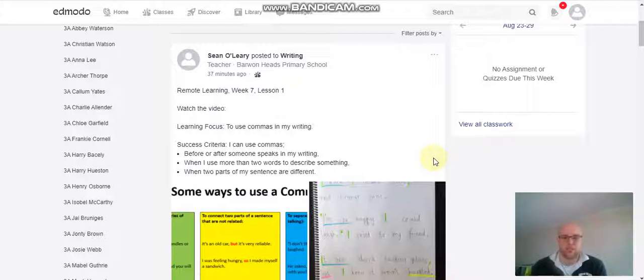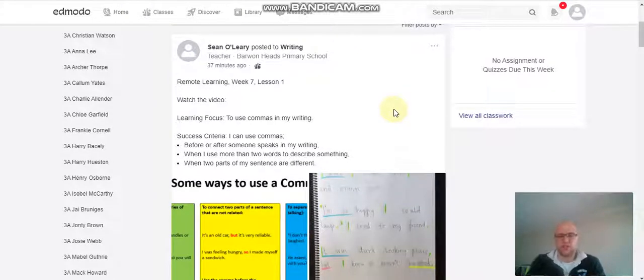So today we're going to shift our focus, and for the next couple of weeks we're going to shift our focus a little bit towards punctuation and the green P. And in particular, we're going to look at this learning focus, to use commas in my writing.